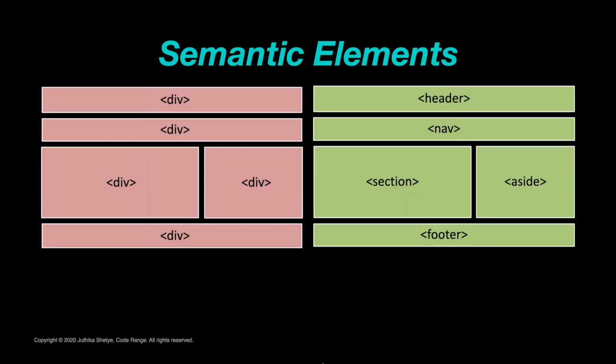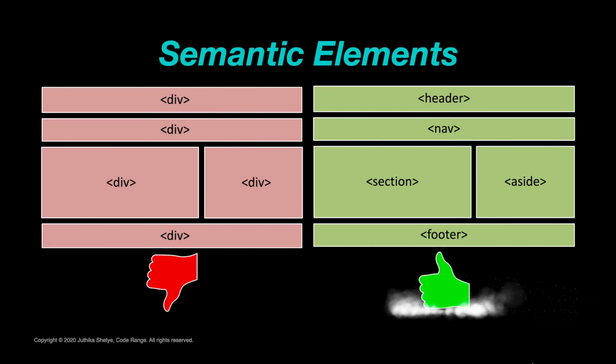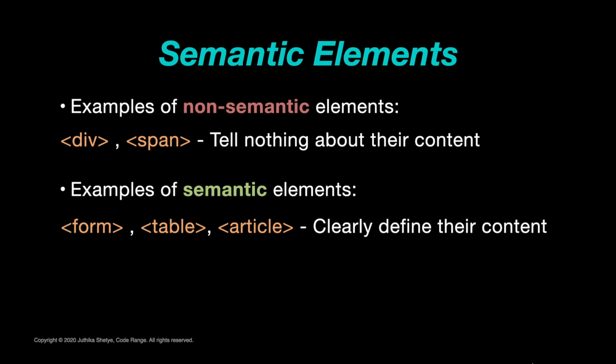So the important thing to remember here is that if you are developing your page and you find yourself using a lot of divs, then you are going astray. You want to use the best tag available that will give the most meaning to the users. Here are some examples of non-semantic and semantic elements. For example, div and span are non-semantic and tell nothing about their content, whereas semantic elements like form, table, article clearly define what type of content goes in them.